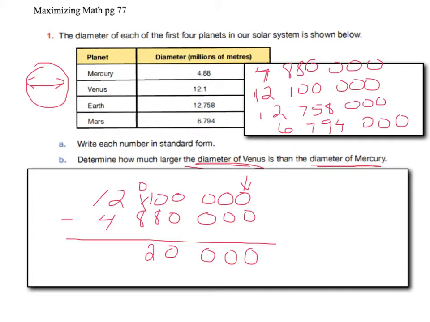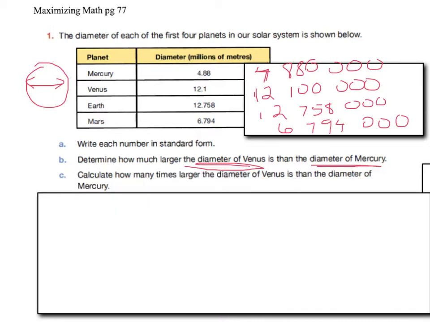But now we still have another 0, so I'm going to have to borrow again. My 2 becomes 1. My 0 becomes 10. 10 take away 8 again is 2. 1 take away 4. Can't take 4 away from 1, so I'm going to have to borrow from this one. It's going to become 0. This one is going to become 11 because I'm giving it 10. 11 take away 4 is 7, and 0 take away nothing is nothing. So 7,220,000 is our answer. That's how much larger Venus is than Mercury.